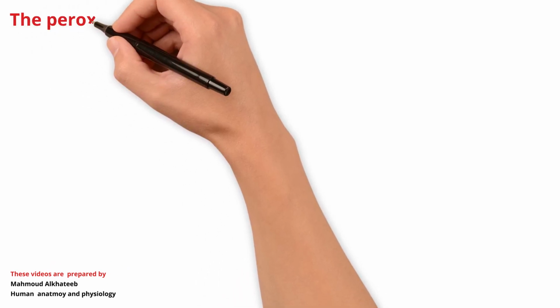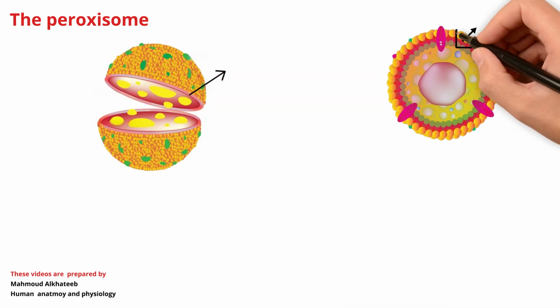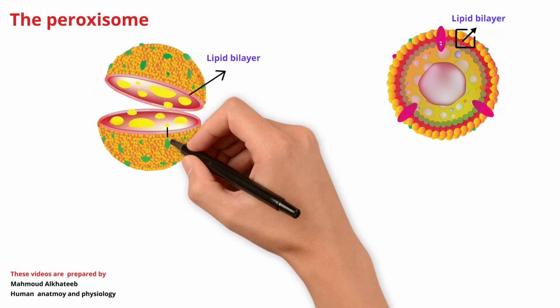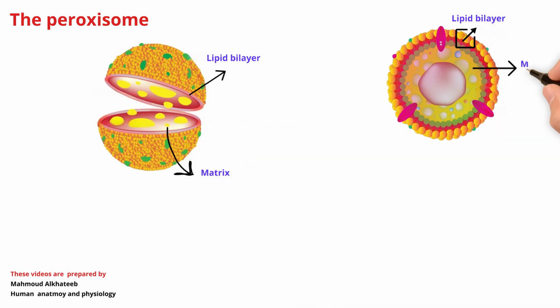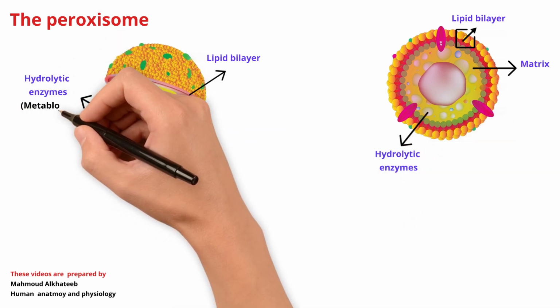Now, let's move forward and explore another tiny yet powerful organelle inside our cells: the peroxisome. As appears in these images, peroxisomes are small, membrane-bound organelles found in virtually all eukaryotic cells. They are enclosed by a single lipid bilayer membrane, which surrounds a dense matrix. The matrix of the peroxisome is filled with specialized hydrolytic enzymes that play a crucial role in metabolism and detoxification.